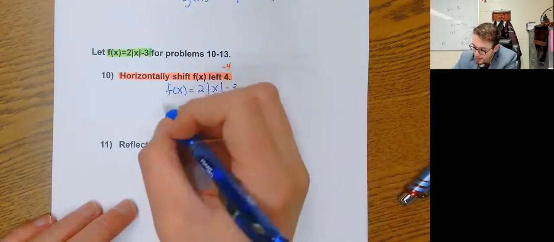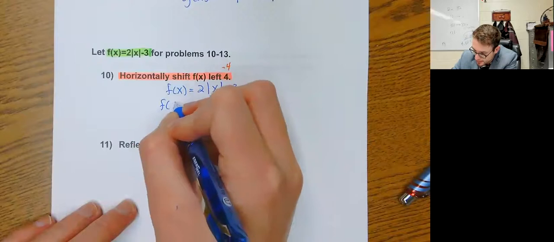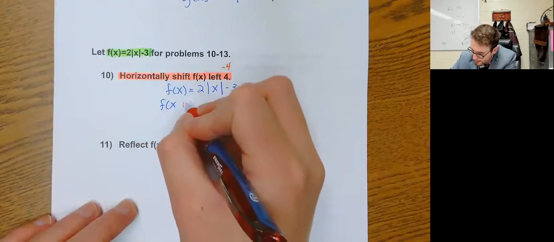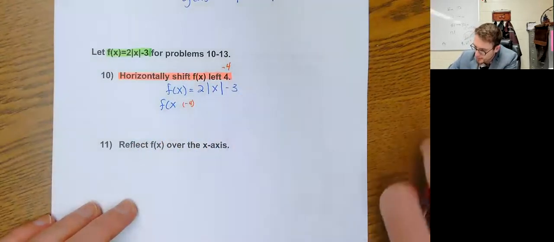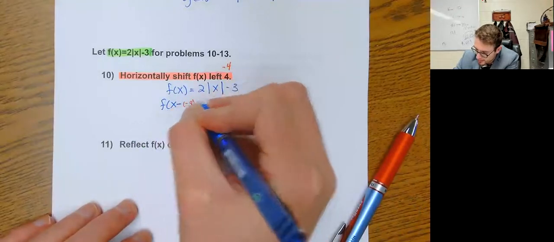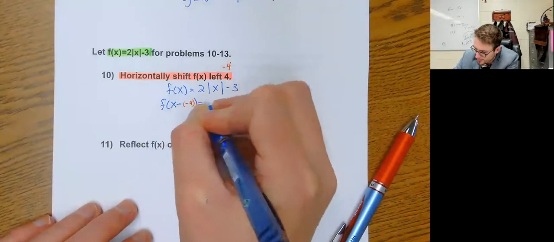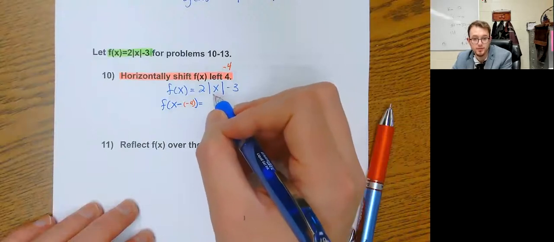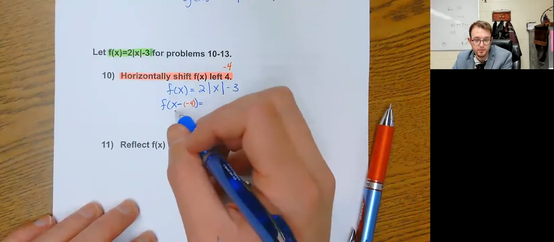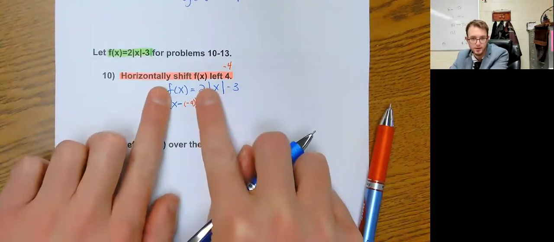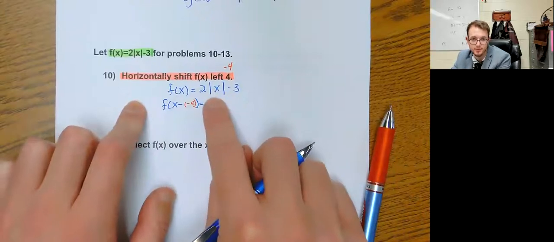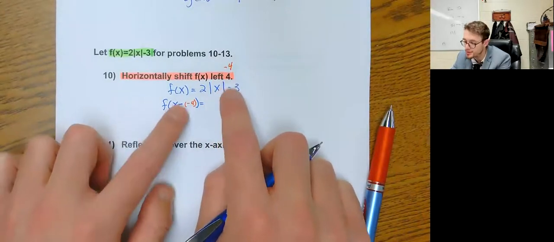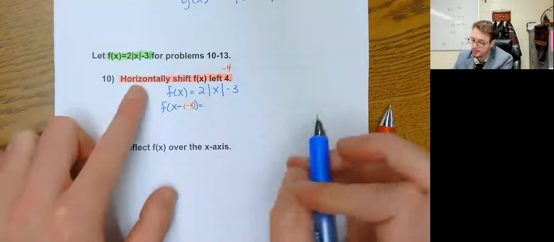So what we have is f of x, and we're subtracting that off. Now I don't need to create an inside, because there already is an inside. There's an inside of the absolute value bars here. There's absolute value bars around the input.